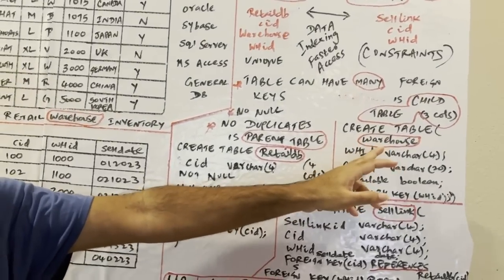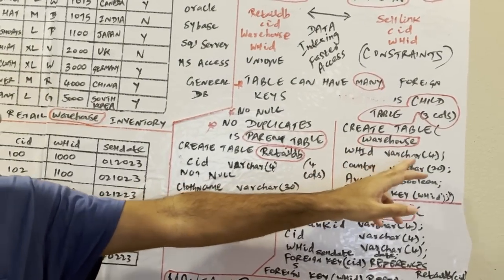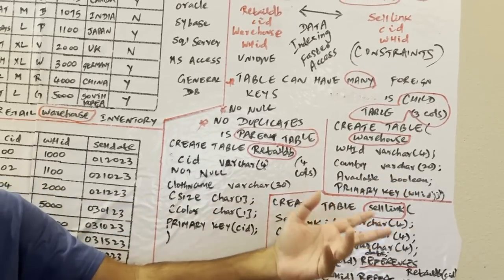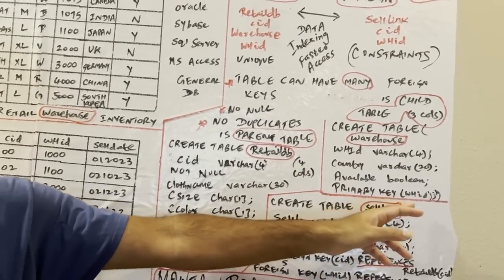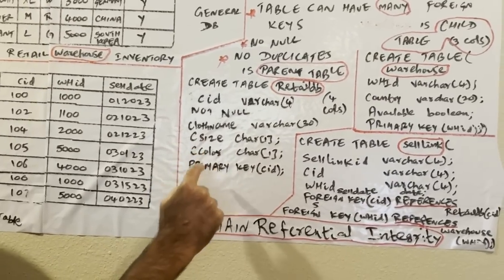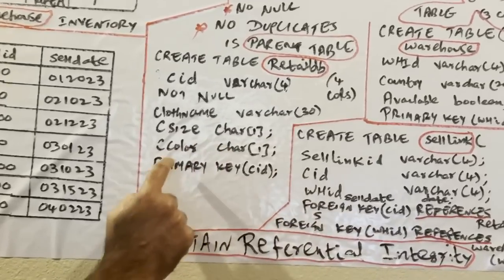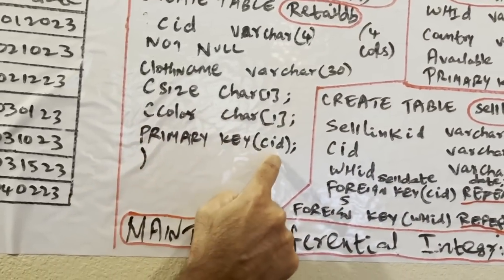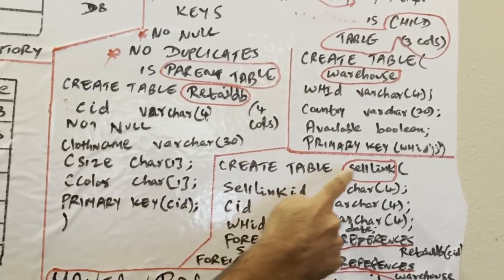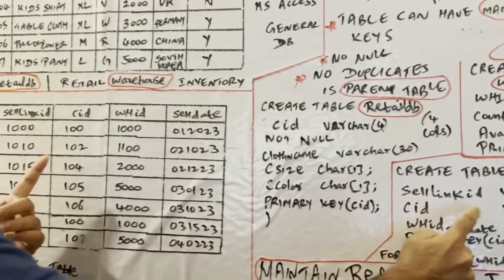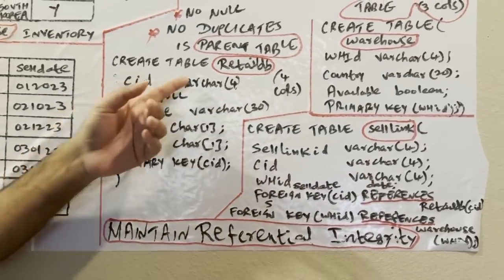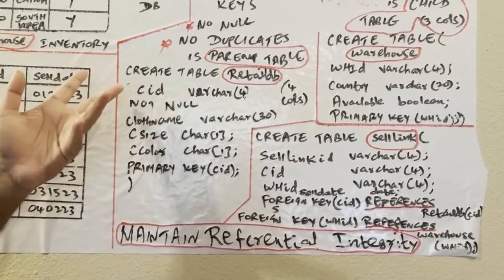Here, create table warehouse, ID varchar of 4, country, available is a Boolean value, it can be yes or no, primary key of WHID. So at the end of the description of the data types, I have to put primary key of CID. Observe here, primary key of warehouse ID. Third table, sell link. Sell link ID, varchar, CID, varchar. There are 2 types: there is varchar and varchar2. It depends on the database you're talking about.